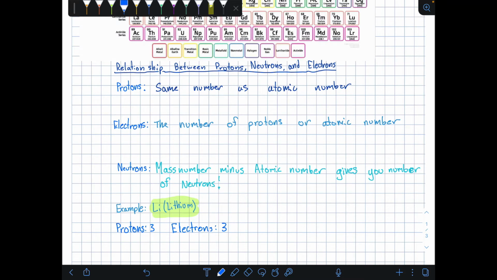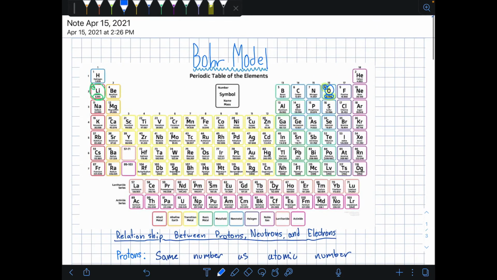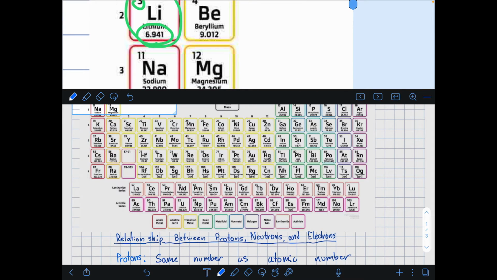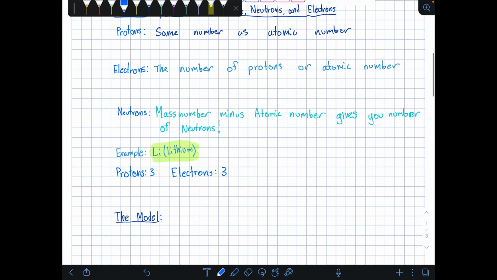Now, what about neutrons? These are slightly more complicated. Well, we have our mass number here of 7, which we're going to round up to 7, and then an atomic number of 3. So all we're going to do is just 7 minus 3 is 4. That's our neutrons. There are 4 neutrons in a neutral lithium.